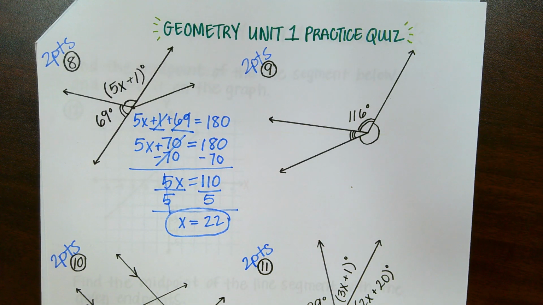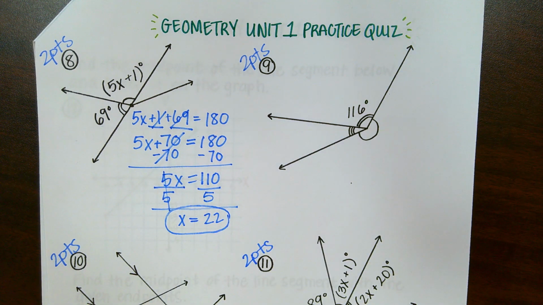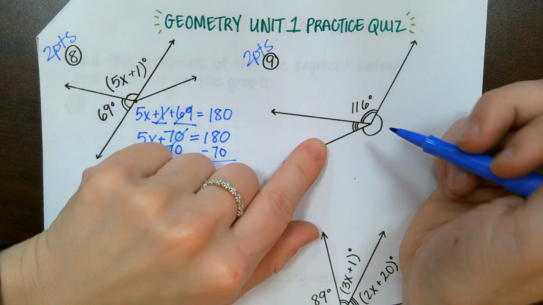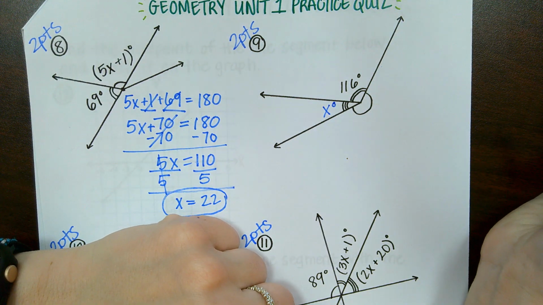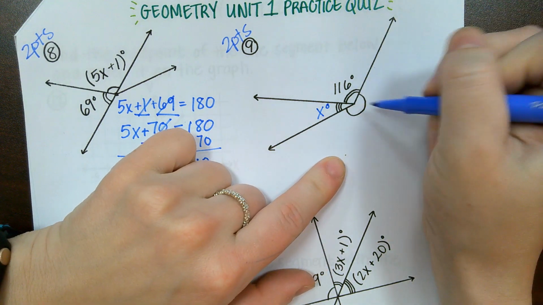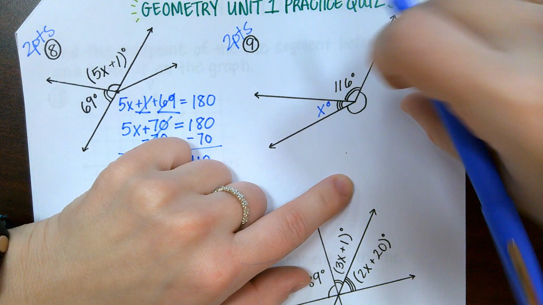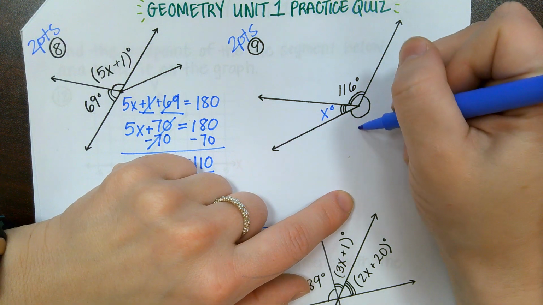Okay, let's look at number 9. Now, obviously, it looks like I forgot to put a measure in this angle here. Looks like I forgot to do it for both of them. Okay, so here, let me give you something. This small angle here will be x degrees. And this large angle is going to be, let's see, I don't know. Let's play with it. Let's try 4.